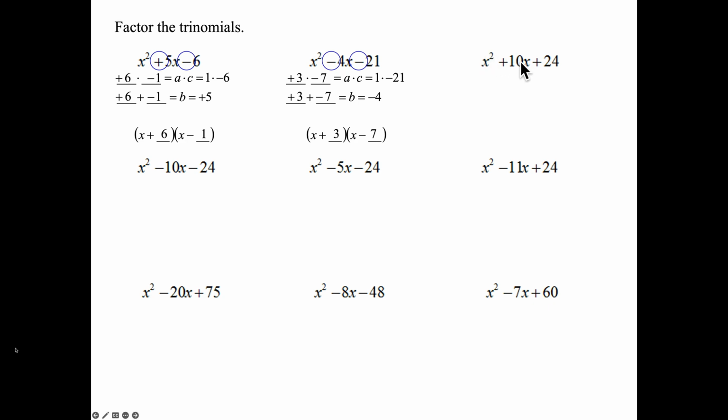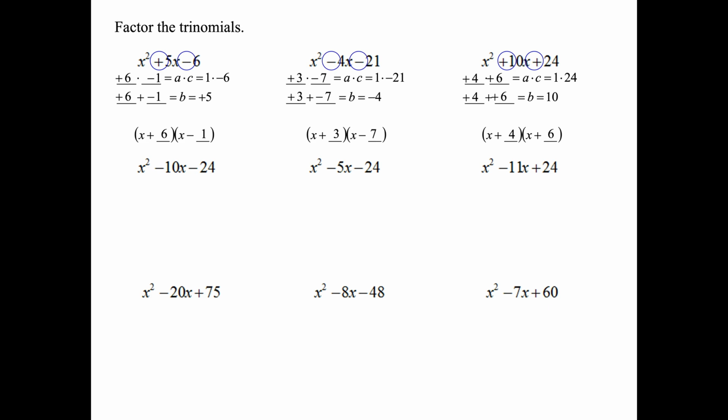X squared plus 10x plus 24. It's a plus 24. It's a plus in the middle, so the signs are the same. X plus something, x plus something. What two numbers multiply to be 24 and add to be 10? So both numbers have to be less than 10. It's 6 and 4. And it doesn't matter which order you put them in. 6 here, 4 there, or 4 here, 6 there. Doesn't matter because they're both pluses.